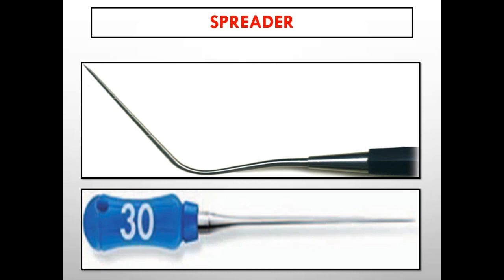Finger spreader comes with a smooth, pointed, tapered working end. It is used to condense gutta percha laterally into the canal during obturation. The size of the spreader depends upon the width of the canal prepared and the lateral fit of the primary cone. Care should be taken to choose the spreader size that is able to reach within 1 to 2 mm of the working length in order to obtain optimal apical compaction.